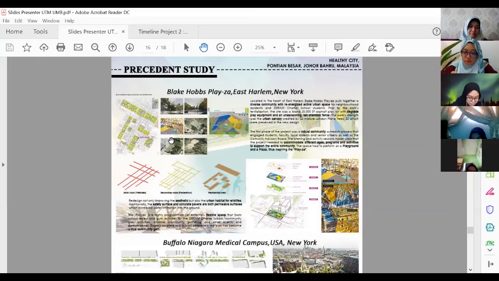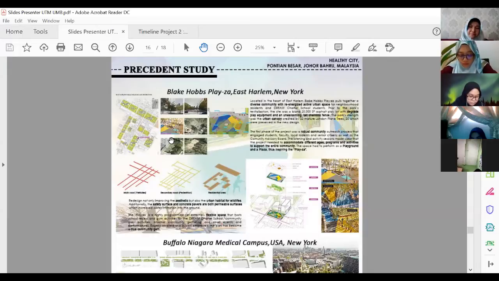The aim of this project is to provide an active urban space for the Romanesque community. Why I chose this precedent study is because my master plan is mostly focused on the residential area. The project, the Black Hawk Plaza itself, is located at the center of East Harlem, surrounded by the neighborhood area.